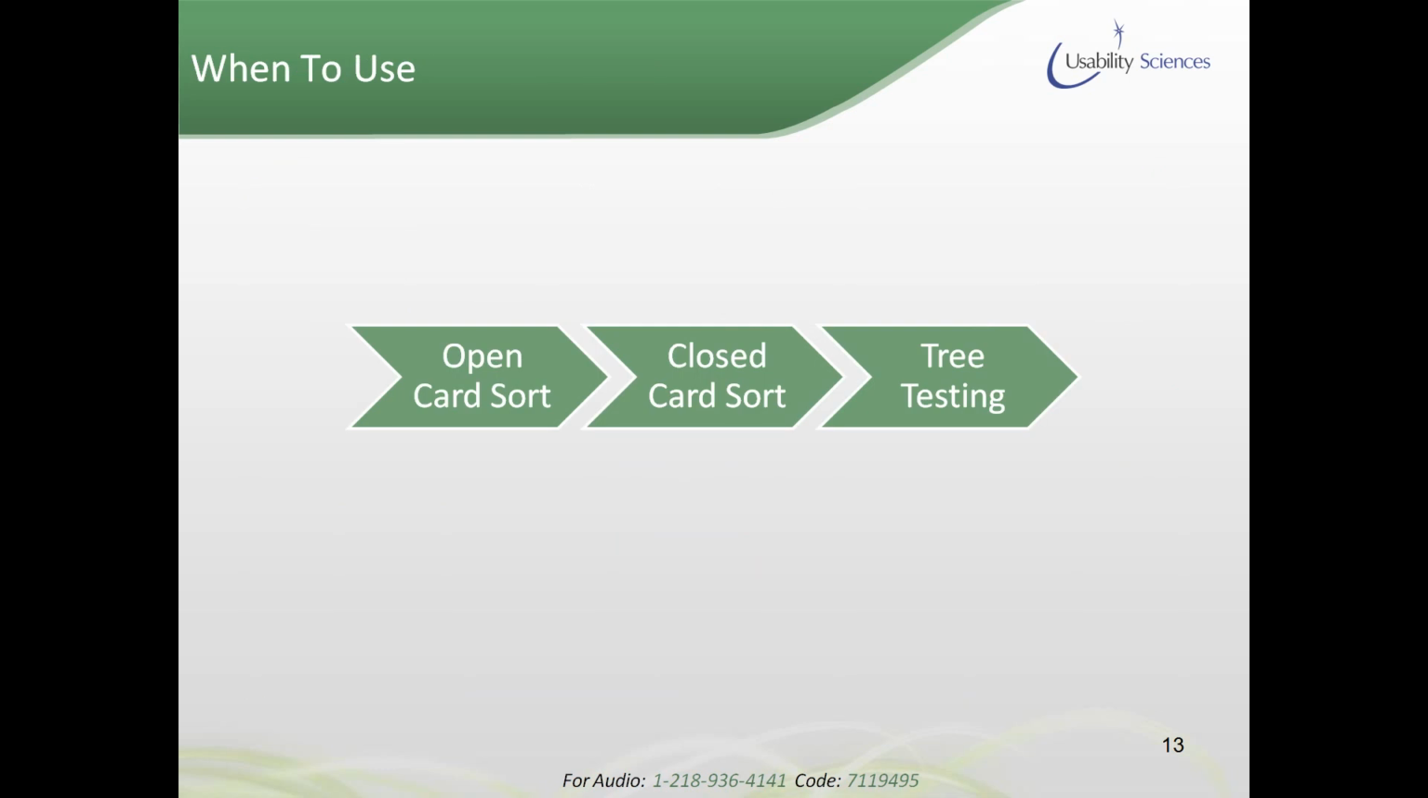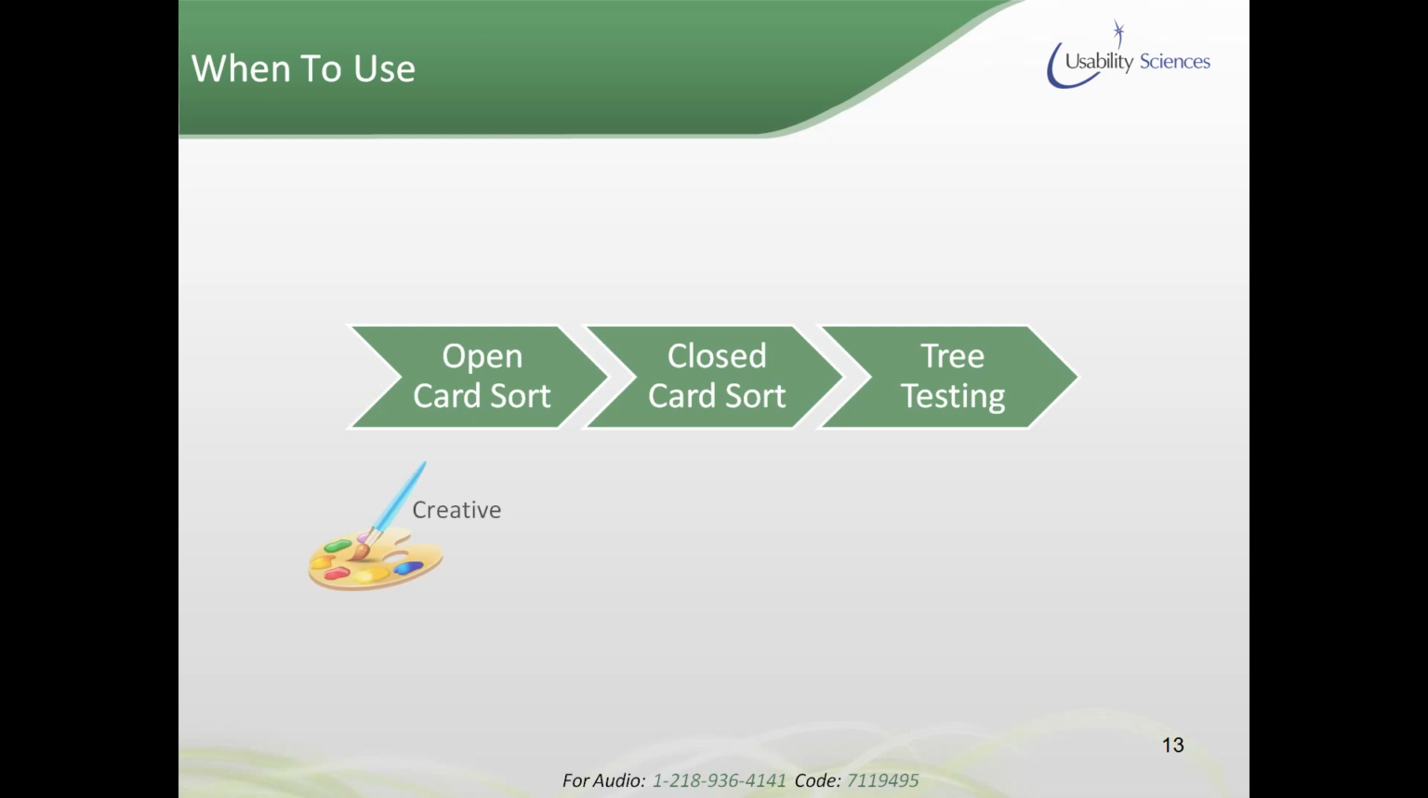So now the big question: you've got a couple of approaches you can take. The next thought you probably have is, well, when should I do a card sort? When should I do an open card sort versus a closed? When should I do tree testing? And obviously this is important when you think about the best way to evaluate your site's taxonomy.